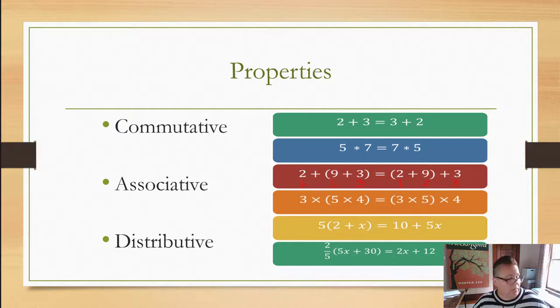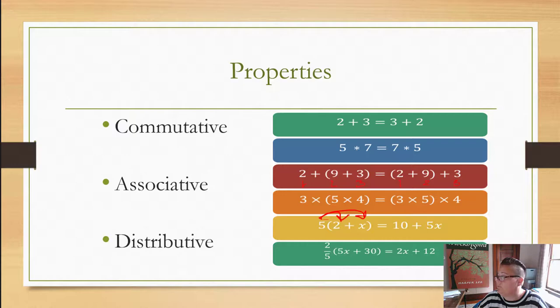The last property we want to deal with is distributive property, and you've probably done this a lot. The distributive property is about distributing multiplication across addition or subtraction. So here you see an example where we have 5 times the quantity 2 plus x. This is the same as taking 5 times 2, which is 10, and adding it to 5 times x, which is 5x.